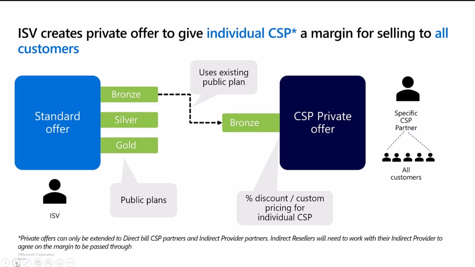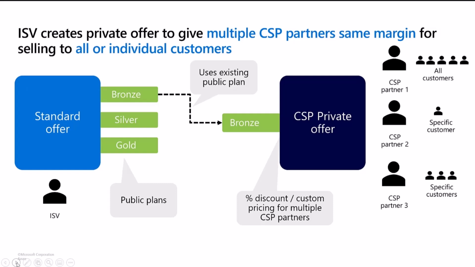Other things to note here, when we're talking about CSP partners, we're really talking about direct bill CSP partners and indirect provider partners. Direct bill CSP partners are partners who purchase directly from Microsoft and sell directly to end customers. And indirect providers are partners who purchase from Microsoft, sell through a network of indirect resellers who sell to customers. ISVs can create private offers for direct bill CSP partners and indirect provider partners. To provide a margin to an indirect reseller, that indirect reseller would need to work with their indirect provider to agree on the margin to be passed through.